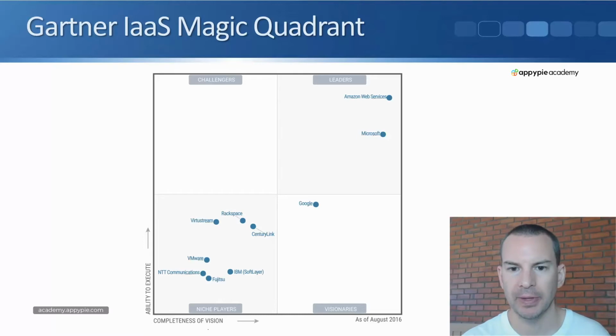You can see we've got Amazon Web Services up here in the top right. This is the Gartner IaaS Magic Quadrant that we're looking at now. Gartner are a research company, and they research who are the biggest players in cloud services amongst a whole heap of other things. AWS are by far the biggest cloud provider. They're actually currently bigger than all of their competitors combined.